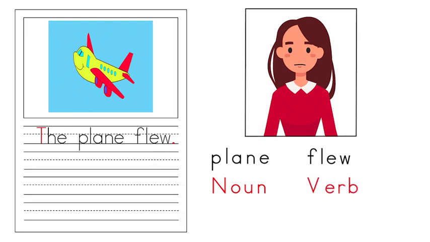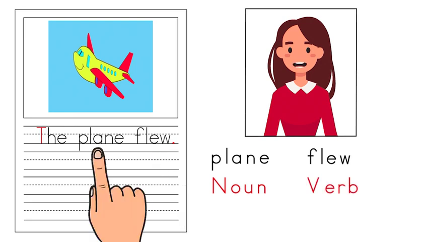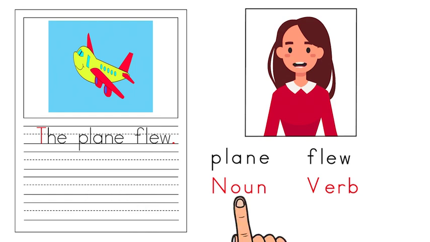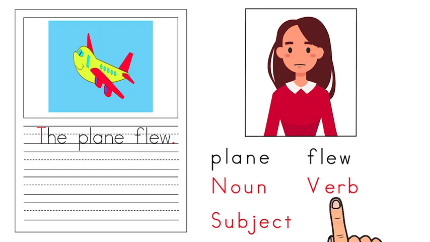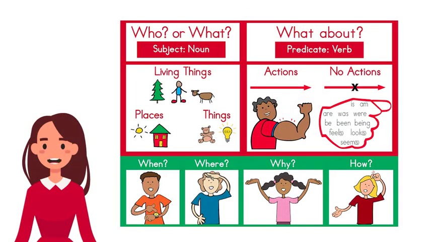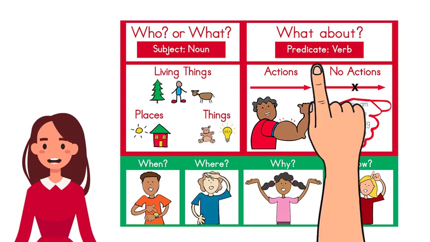In today's lesson, you will learn that plane is not only a noun in this sentence, but a special type of noun. It's the subject of the sentence. We also know flew is a verb, but it's a special verb in the sentence. It's the predicate of the sentence. Look at our chart. This is called the Who-What chart. It is here to help us understand how to form a complete sentence with a subject and a predicate.